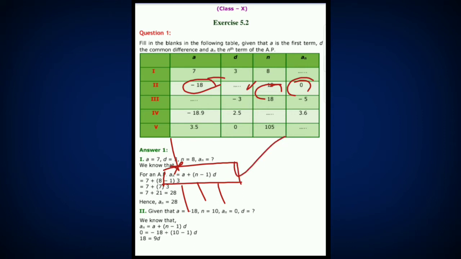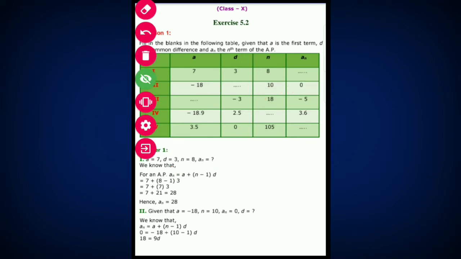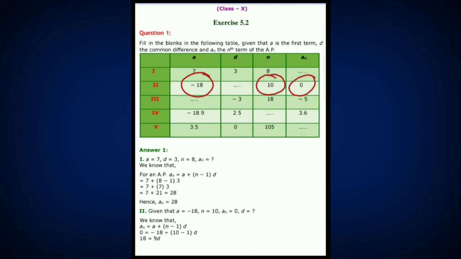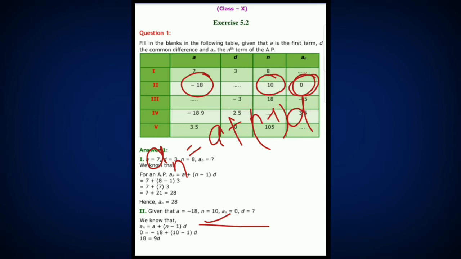Okay, students. One more question I am going to tell you, then the rest of the questions you will try. Here the first term is given, the number of terms is given, and the nth term is given. What is the formula? AN is equal to A plus n minus 1 times D. That is also written here. The nth term is given here, students, that is 0. The first term is minus 18. N is 10. And D we do not know. When you solve it, you will get the value of D.